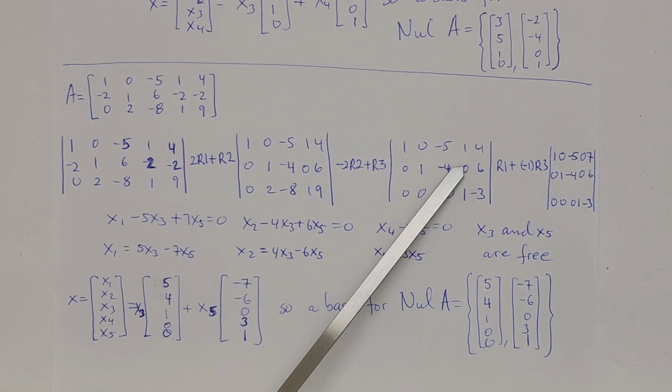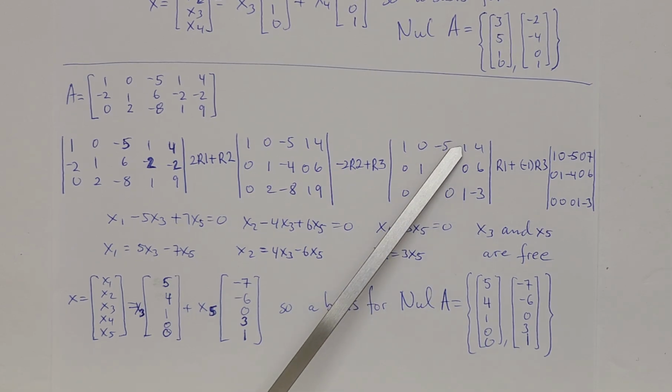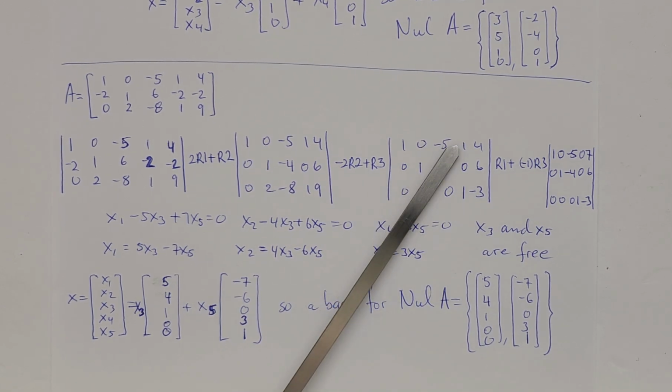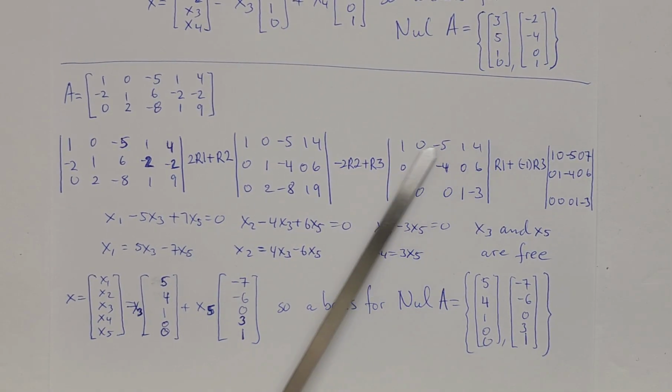However, since this is already a 0, we leave this alone. We just need to change this 1 to a 0. So we need to do the opposite of positive, so it becomes negative. So negative 1 times row 3 plus row 1.